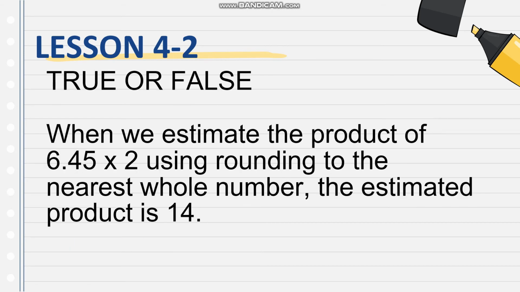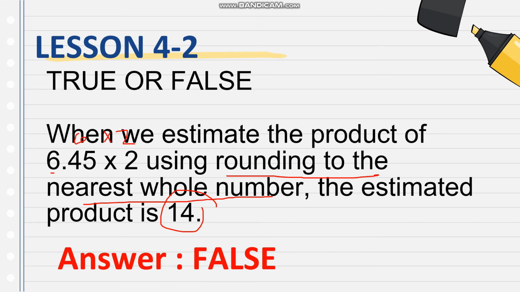Next, true or false? When we estimate the product of 6.45 multiplied by 2 using rounding to the nearest whole number, the estimated product is 14. So the whole number is 6. So 6.45 becomes 6. Then multiply by 2. 6 times 2 is 12, not 14. So the answer is false.